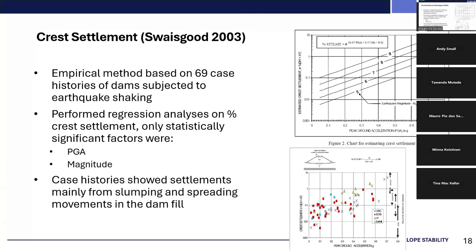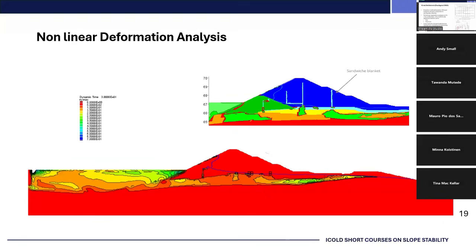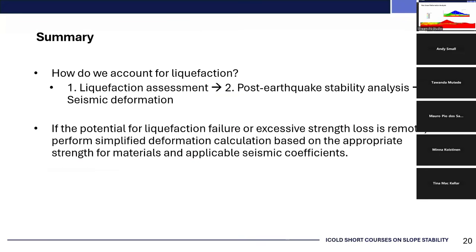This one is another tool I use that can be done in 5 minutes. This is Swaysgood 2003. They developed a simplified approach based on 69 case studies, and they provide the formula here and how to do it. This is a very simple spreadsheet. It gives me an indication of the potential settlement. Am I into centimeters or decimeters of movement? But obviously the preferred approach is getting into nonlinear deformation analyses. They use the appropriate constitutive models, and you're going to be seeing more on that later today.